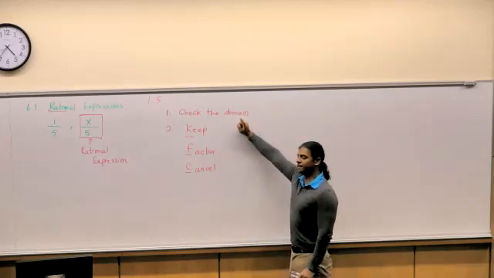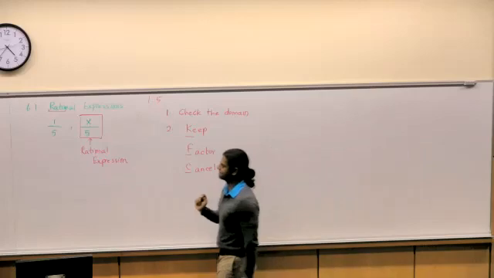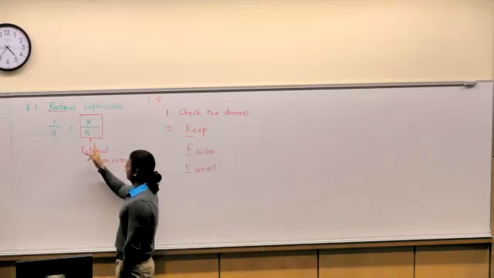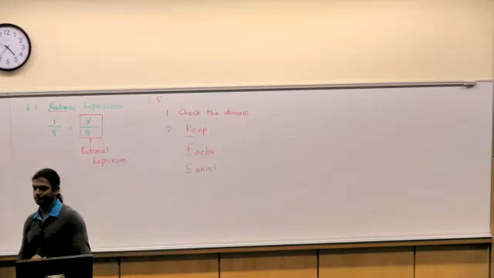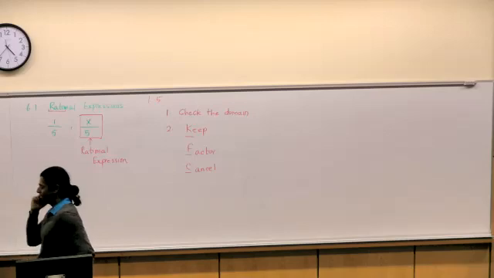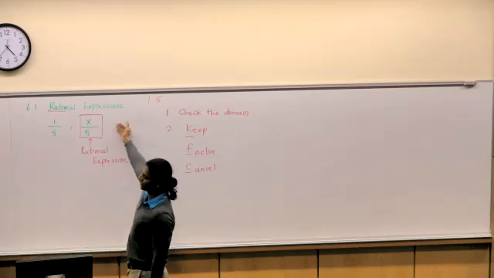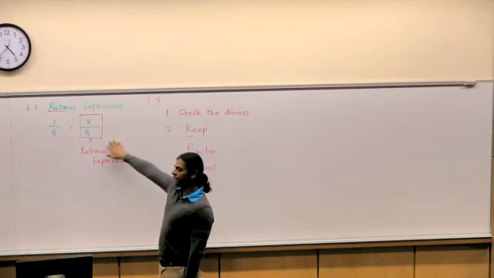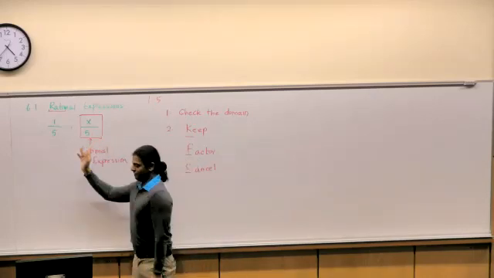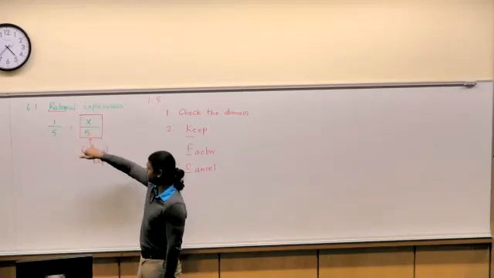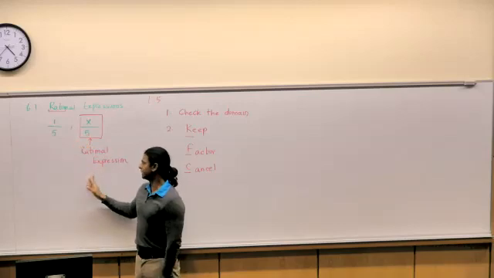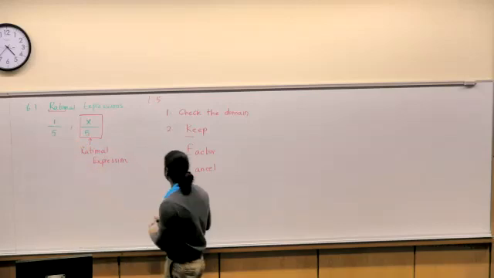Checking the domain. This is crucial because what would happen if the denominator became 0? It wouldn't work, right? You cannot divide an expression by 0. Here, not a problem at all. 5 would never become 0, not in this universe. So this particular rational expression has no issues whatsoever.